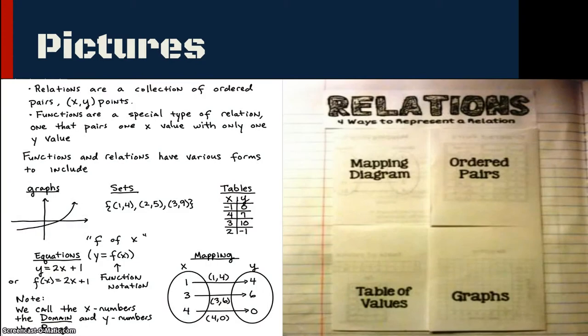Okay, hey Bright, did you know relations are a collection of ordered pairs? No, I didn't know that. Hey, how about that we call domains x and ranges y? Wow. Did you know that there are 4 ways to represent a relation? Mapping, ordered pairs, a table of values, and graphs. That's awesome.